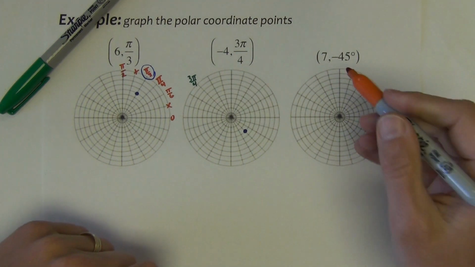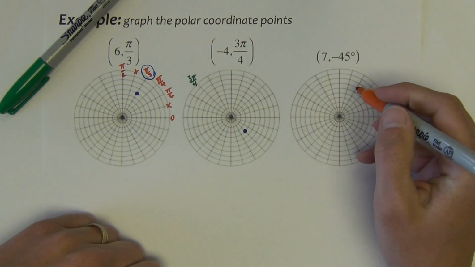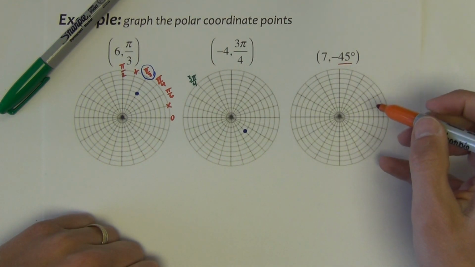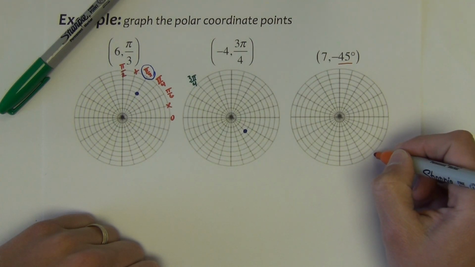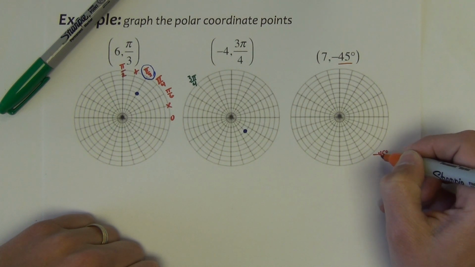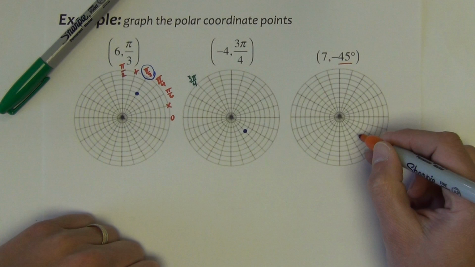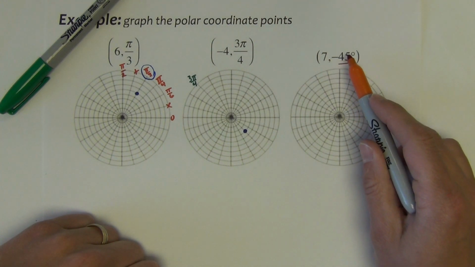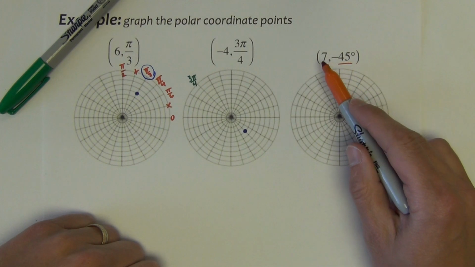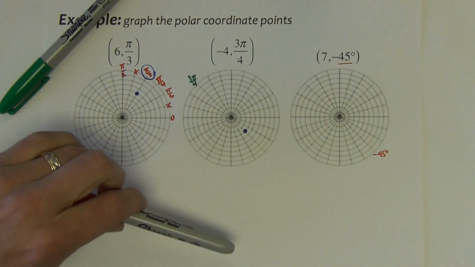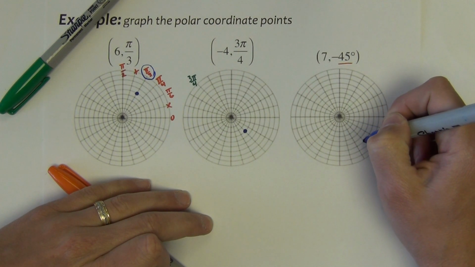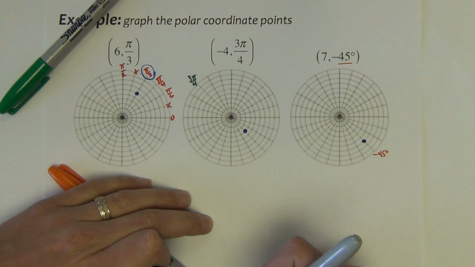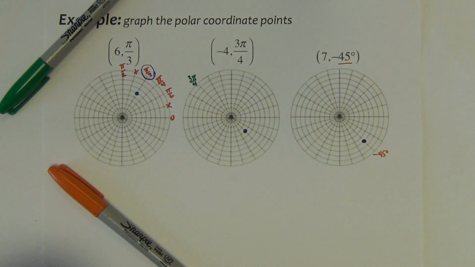Okay, finally, the last point, just to practice plotting, 7 comma -45 degrees. So let's find first where -45 degrees is. It is directly in the middle of the 4th quadrant. Here's the line that represents -45 degrees. Now I want to be on that line. I'm going to count out on that line 7 units from the pole, from the center. So on this line, 1, 2, 3, 4, 5, 6, and 7. And there's my point 7 comma negative 45 degrees.